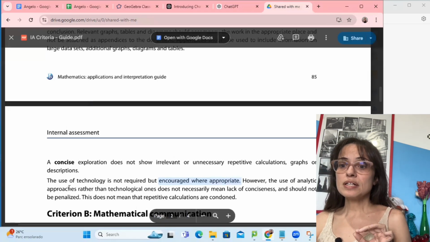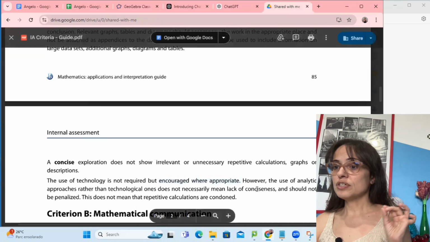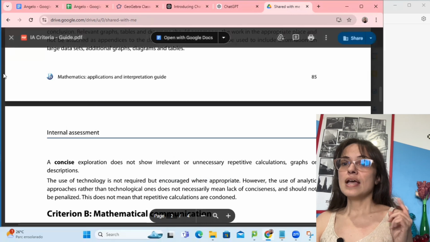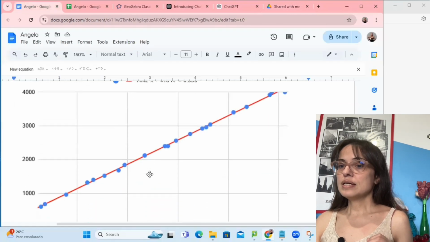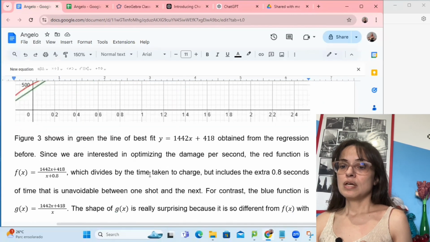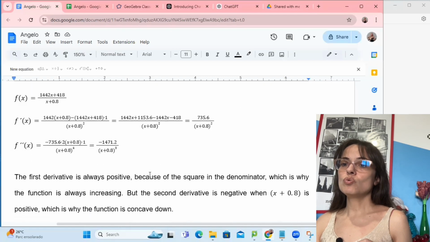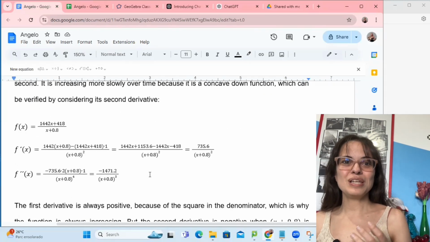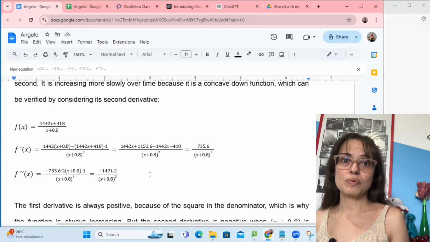The use of analytic approaches rather than technological does not necessarily mean lack of conciseness. And what this means is when I was doing derivatives, even though you are not allowed computer algebra systems in your exams, you do have to know how to do derivatives by hand. For your IA it is different.